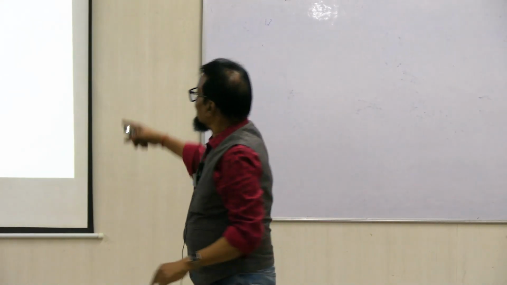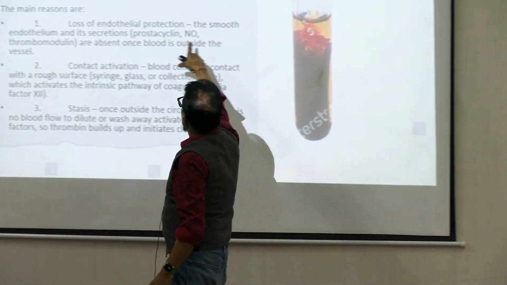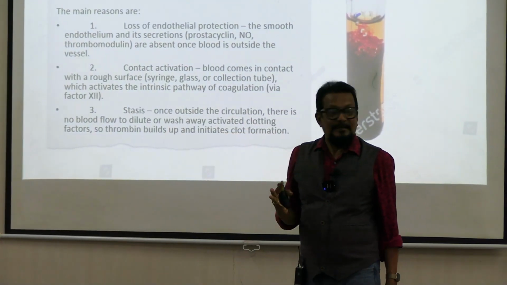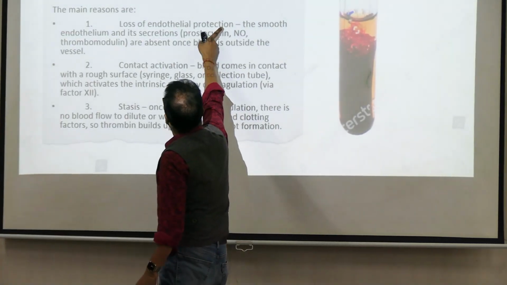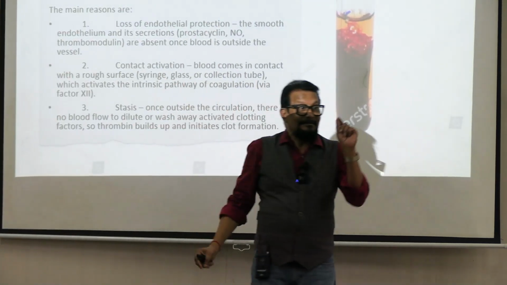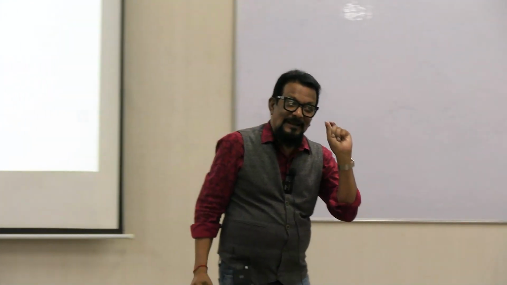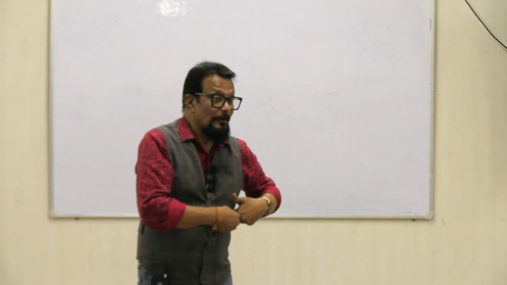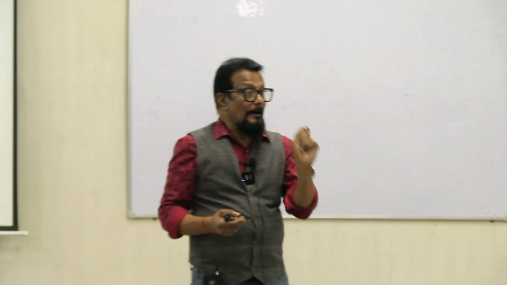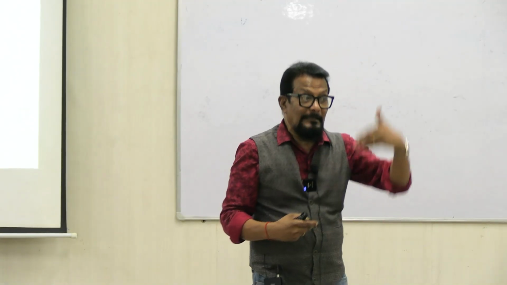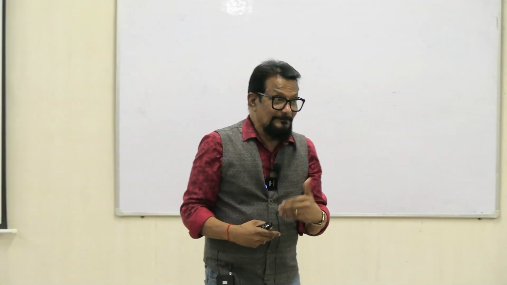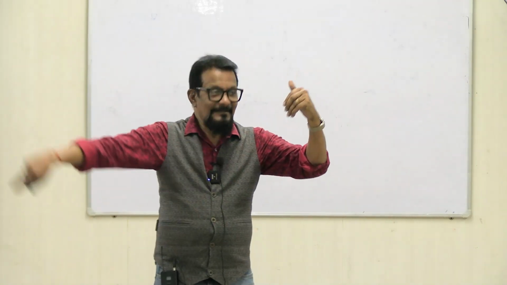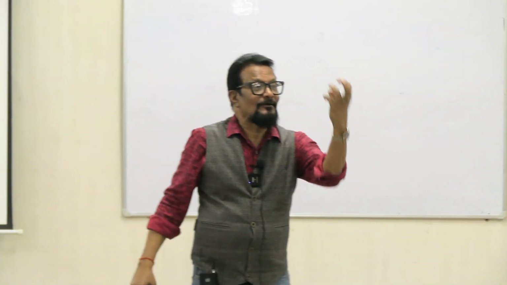And second, prostacyclin and nitric oxide are absent. Thromboplastin and thrombomodulin are absent. These protective properties are not there. And some blood coagulation factors were inactive in the blood vessel while flowing. But when they become still, they come into contact with the wall of the glass, the syringe or the test tube, they become activated and coagulation starts. As a result, a clot is formed.